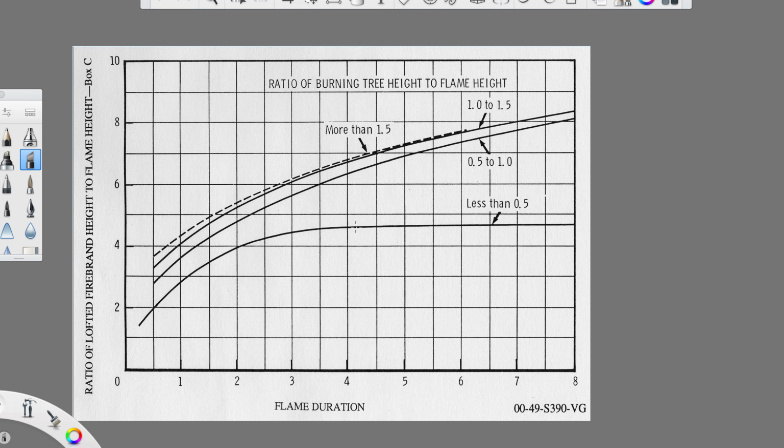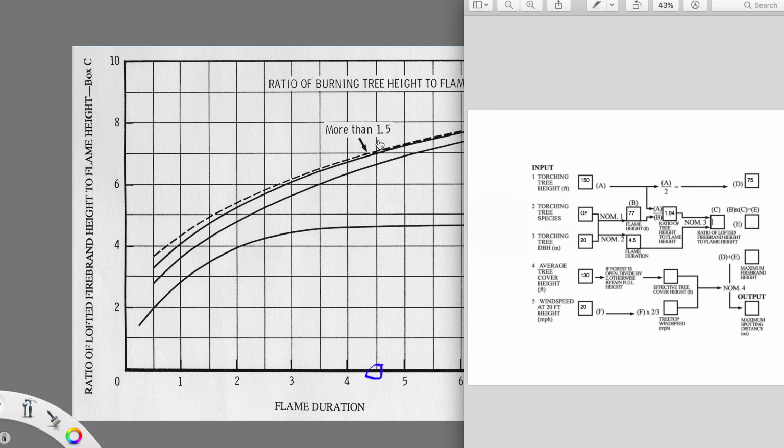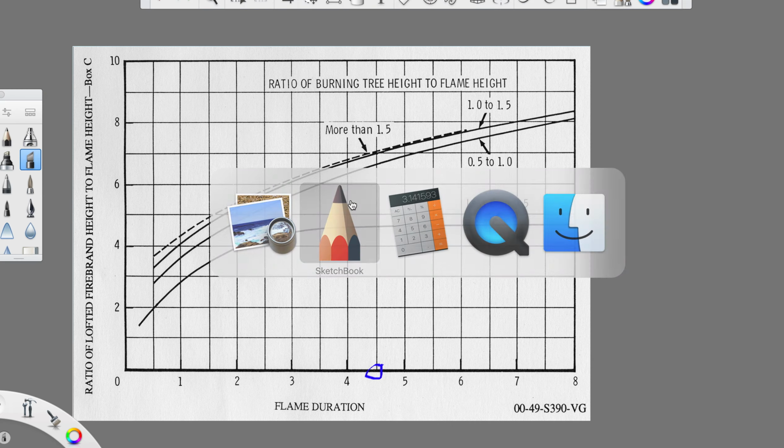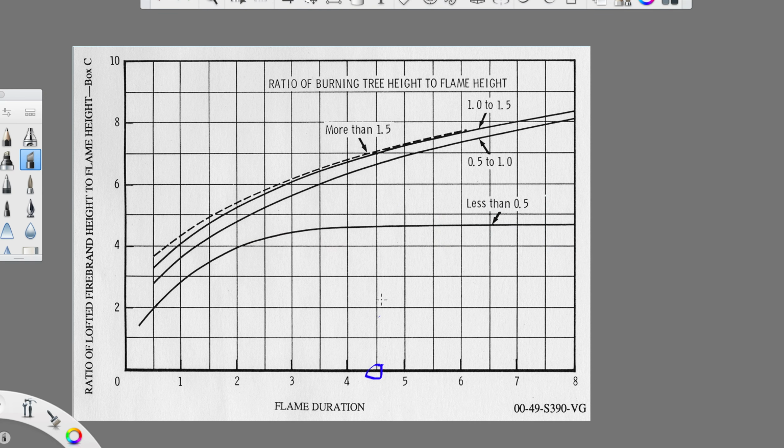For this one, we want the flame duration, which we know is 4.5, so we'll go right here. And then we want the ratio of the tree height to the flame height, 1.9. We don't need that 4 there. If it was 0 to 0.5, we would use this line as our turn line; 0.5 to 1.0, this line; 1.0 to 1.5 here; and if it's more than 1.5, we use the dash line. In our case, it's 1.9, so we're going to go all the way up to the dash line.